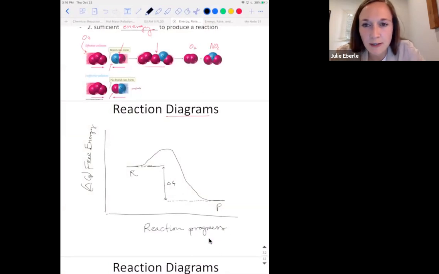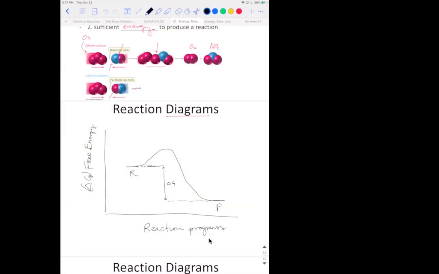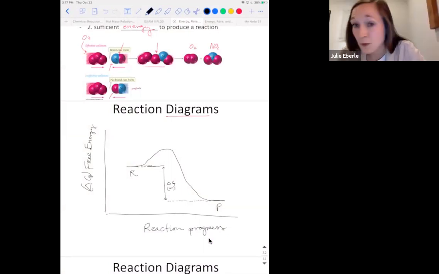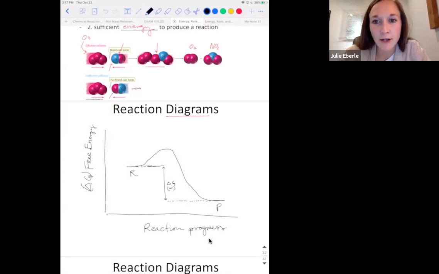Okay, whoever just said something, I think you said the right thing. I think you said it's negative. Yes, that's correct. So this is a negative delta G. So this is a favorable reaction, right? Is it an exergonic or an endergonic reaction?